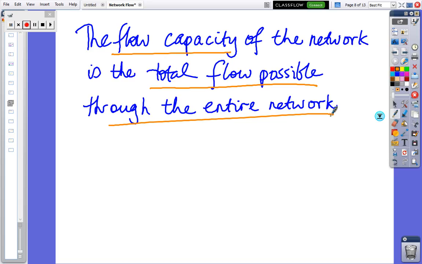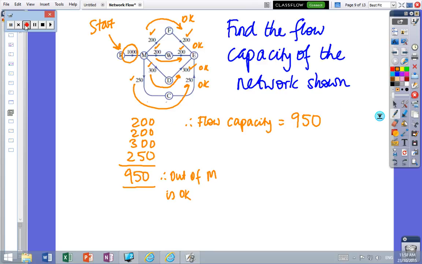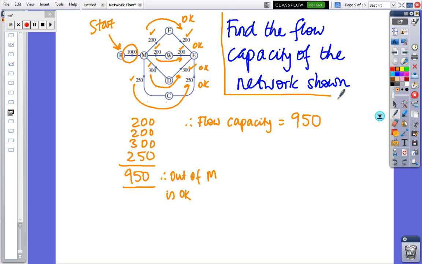Just copy that down, and when you're ready, just flick to the next slide. Okay, so this diagram already has some notes I've made over the top, so we'll go through it. Again, this is an example from the exercise that you'll be doing. And the question's basically saying, find the flow capacity of the entire network.